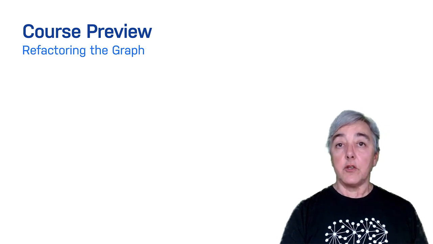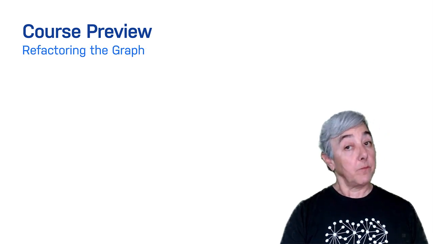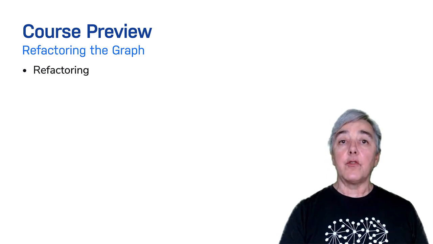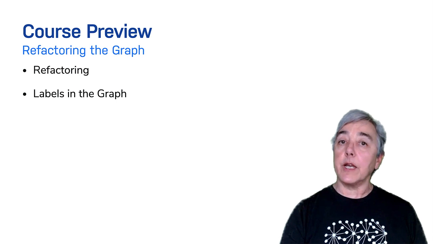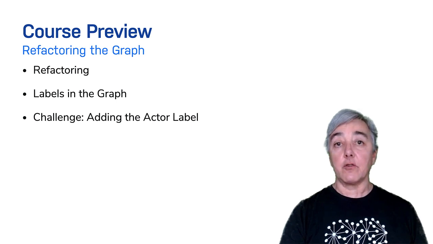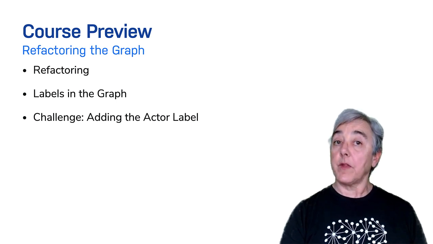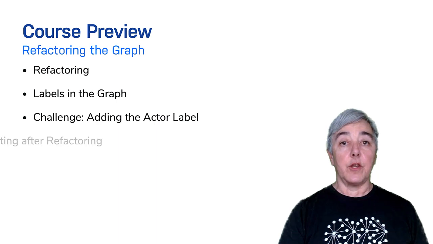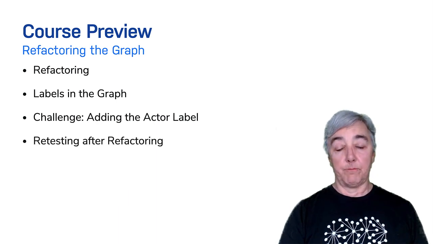In the next module, you will learn what refactoring the graph means. How labels are used in your graph data model affects performance, and you will learn how to profile a query against the instance model. In the challenge, you will refactor the graph to add an actor label to selected nodes. After any refactoring, you must retest your use cases.